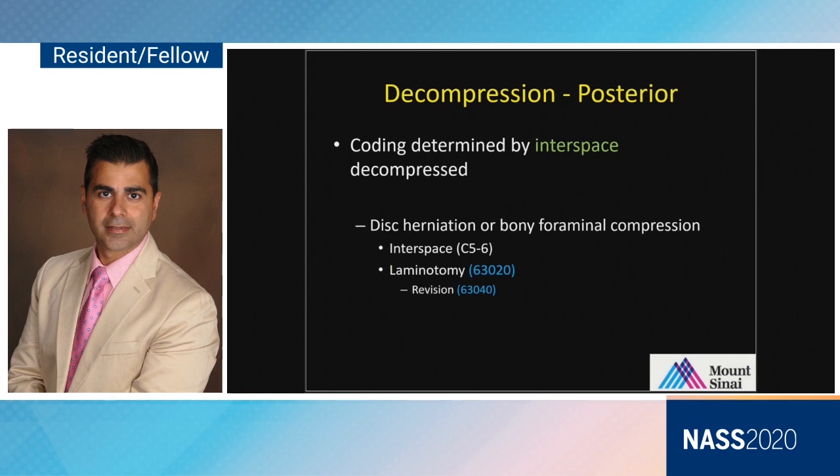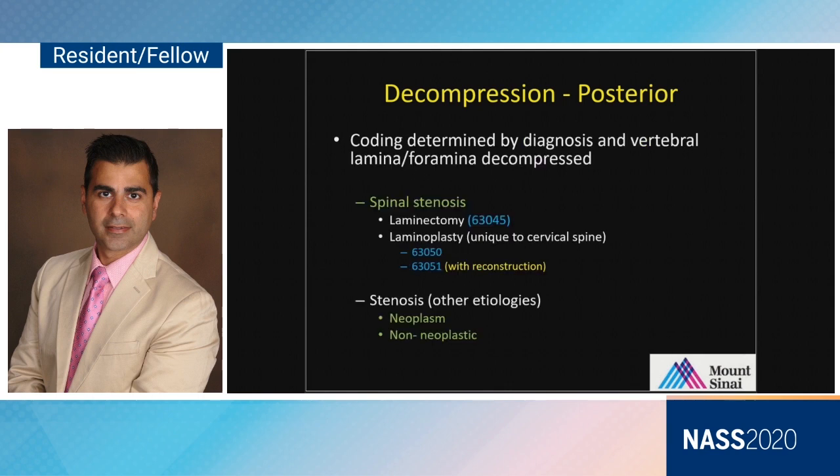In case you're doing a revision, there is a separate code for that if it's a revision procedure. The vast majority of the decompression done posteriorly in the cervical spine is a laminectomy, and that is 63045 as a primary code, with 63048 being an add-on code. Cervical laminoplasty is a very unique procedure that works very well and is only used generally in the cervical spine.